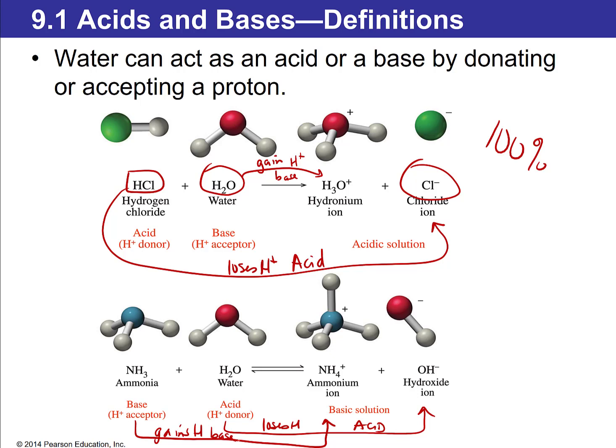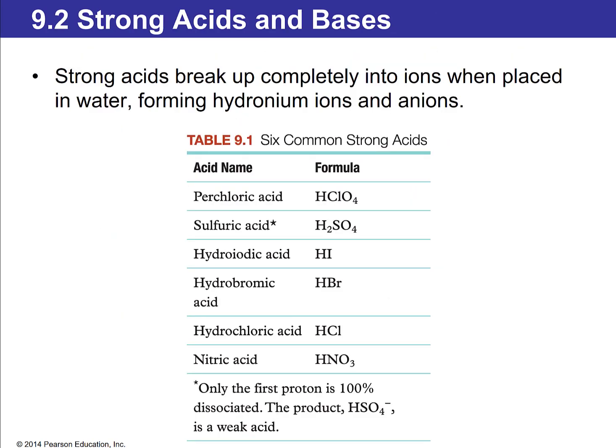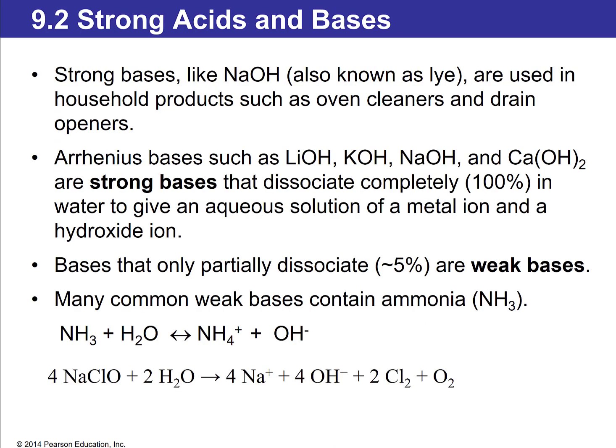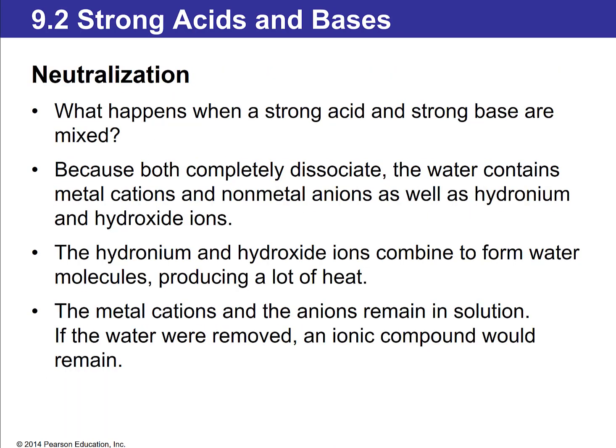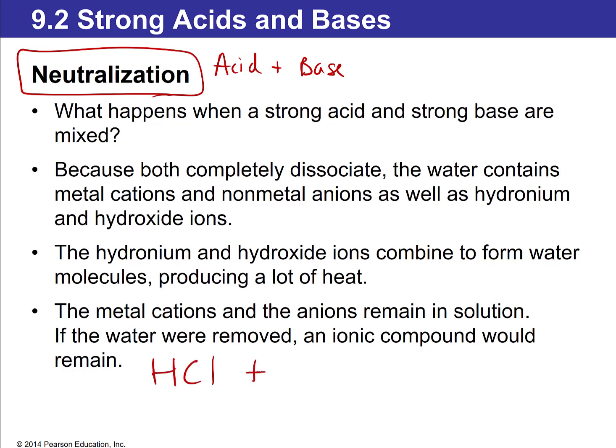So both of these are examples of what happens when you put acids and bases in water and how they then release hydrogen ions or accept hydrogen ions. I already gave you those ones. So he said, though, if I take an acid and a base, that's neutralization. So a strong acid, an easy strong acid, HCl. An easy strong base, NaOH.